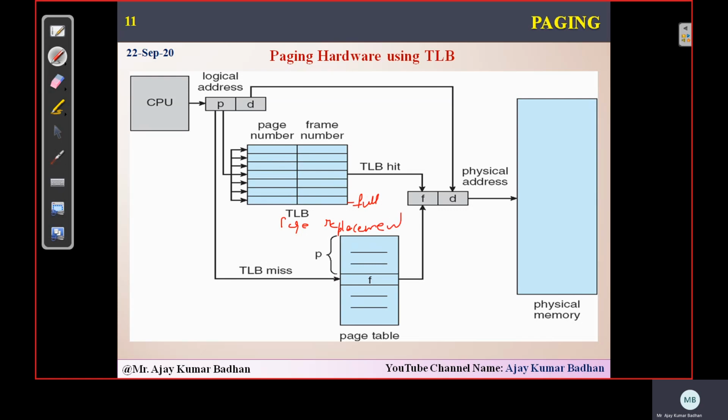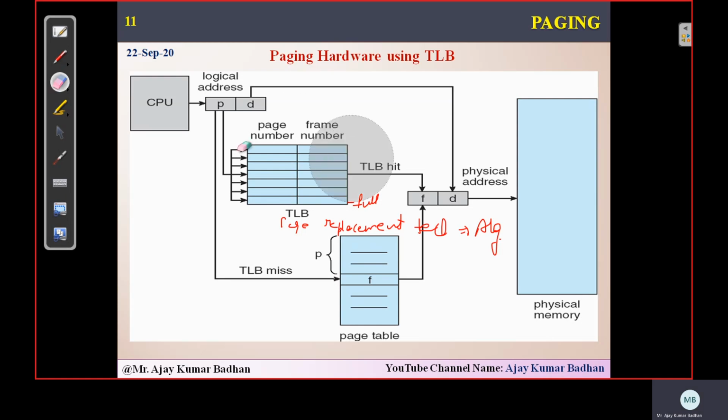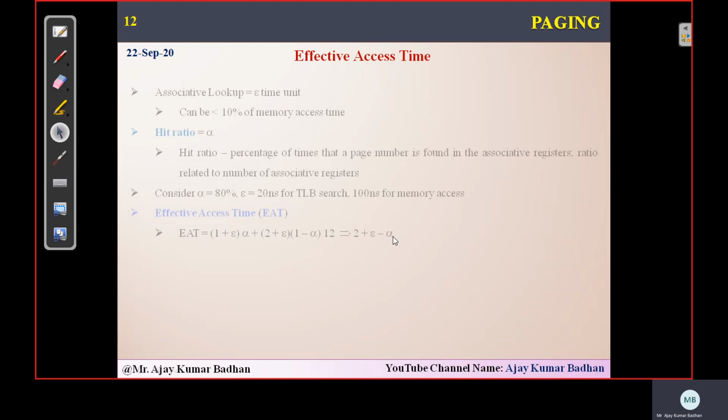Page replacement techniques. That is nothing but talking about algorithms. So we have some algorithms and we'll work on that. We will even try to solve the problems related to it. So this is all related to your paging hardware.